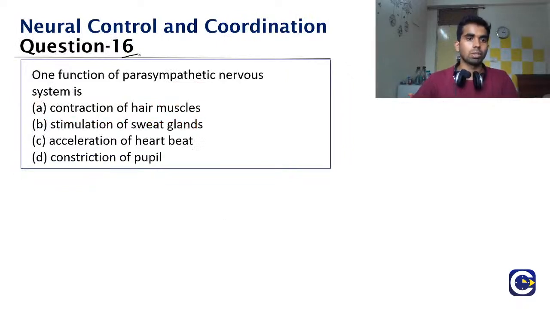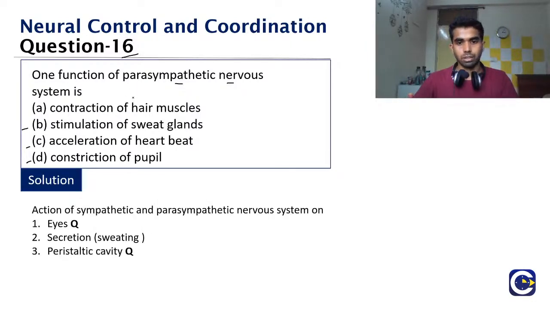Now moving on to question number 16. One function of the parasympathetic nervous system is, option A, contraction of the hair muscles. Option B, stimulation of the sweat glands. Option C, acceleration of the heartbeat. And option D, constriction of the pupil. So you need to know the function of the sympathetic and the parasympathetic nervous system and their action on the various systems. The systems frequently asked in the examination are the eyes and peristaltic activity.